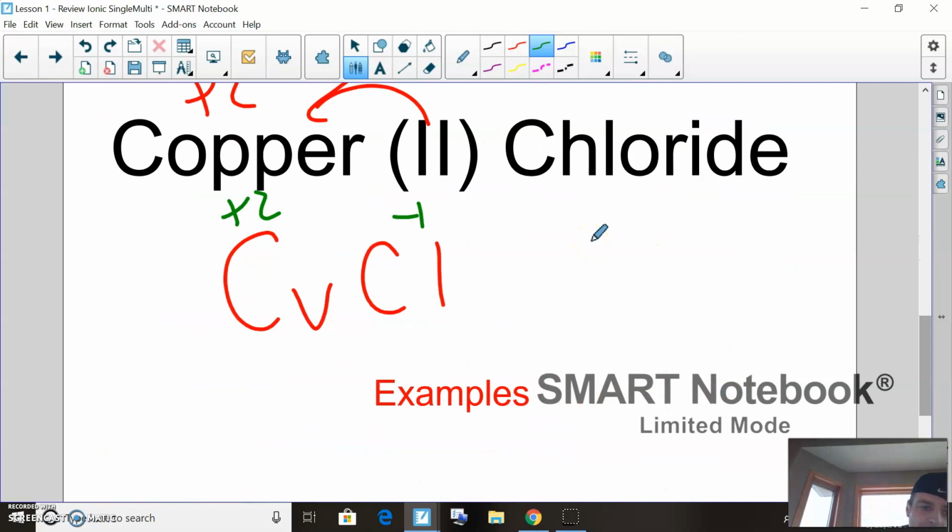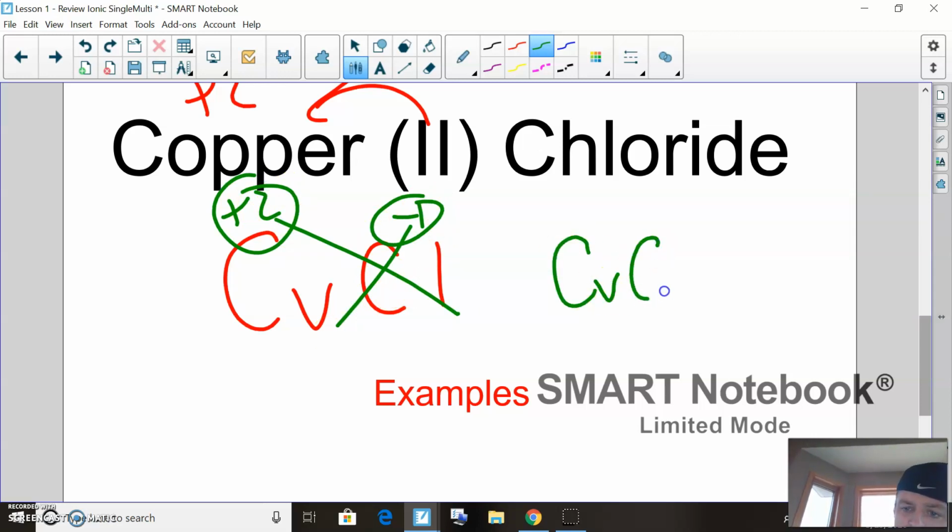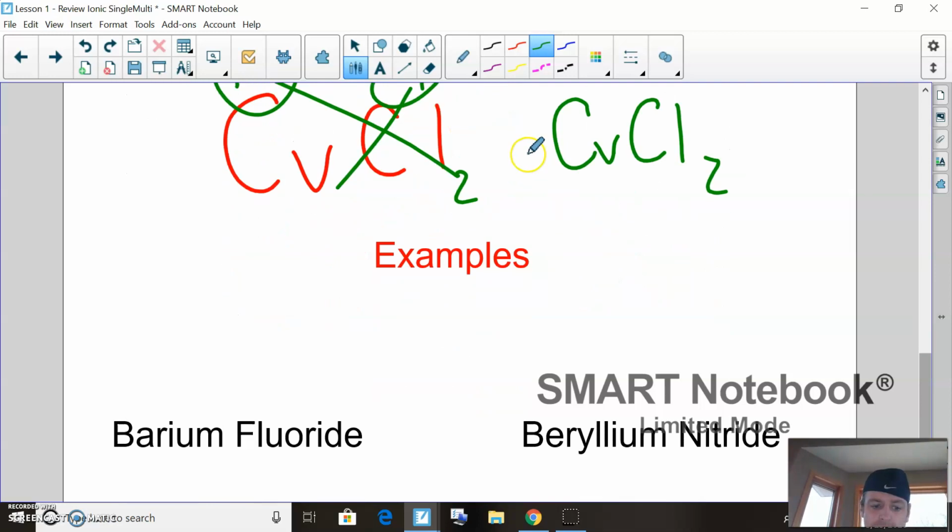Therefore, what I can do to get them equal to 0 is what we call crisscross. Never write the ones, and never write the sign. So it's going to be CuCl2. What that does is if I put a 2 there, it can be -2 overall, and it cancels out to 0.